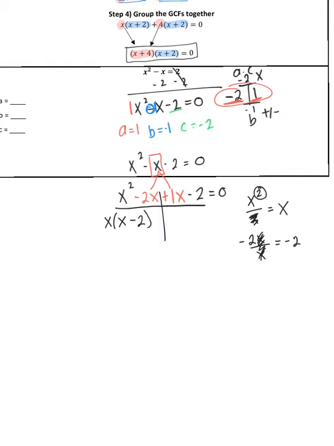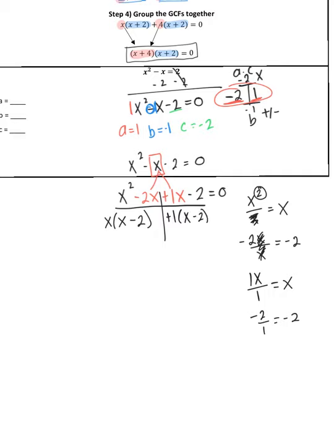Now let's move on to the second group. So between a positive 1x and a minus 2, I can't take an x because the minus 2 doesn't have an x for me to take. They don't even really share any factors other than 1, so the only thing I can take out is 1. So I'm going to put plus 1. If I divide 1x by 1, it's just x, and if I divide negative 2 by 1, it's just negative 2. Any number divided by 1 is itself. So this is going to become x minus 2.